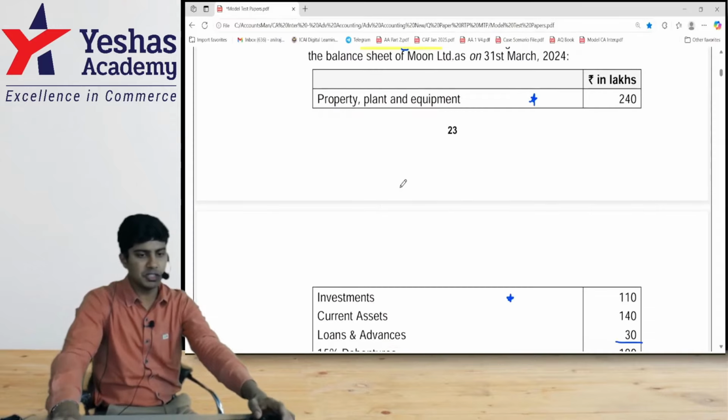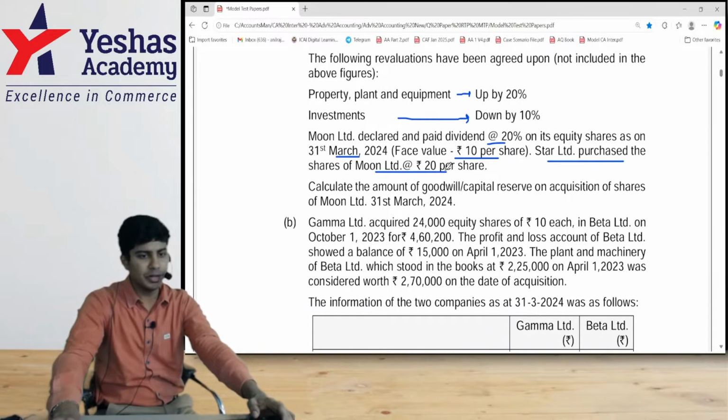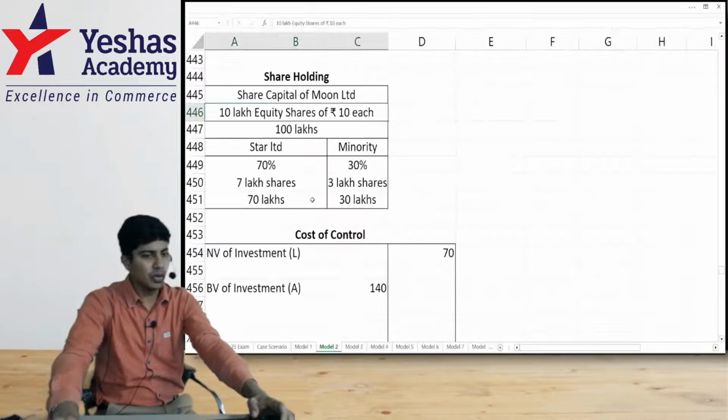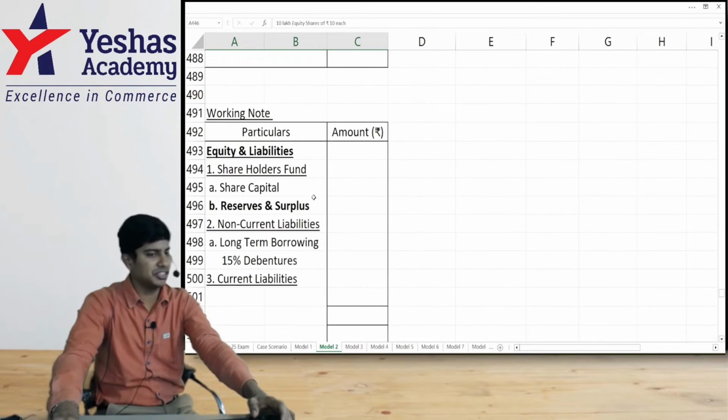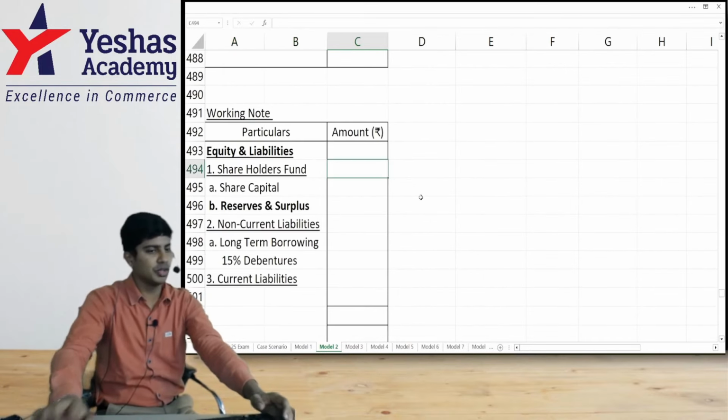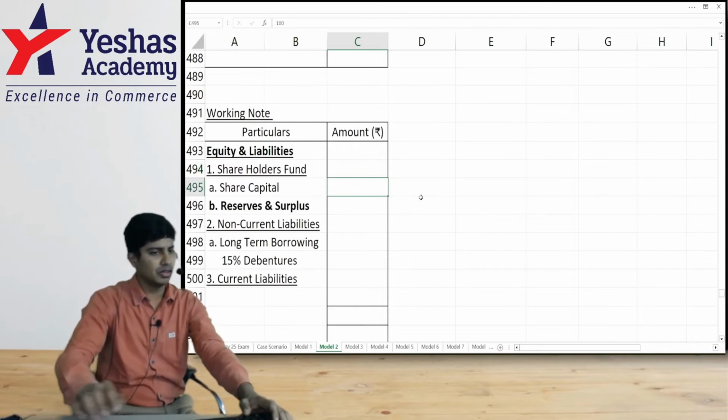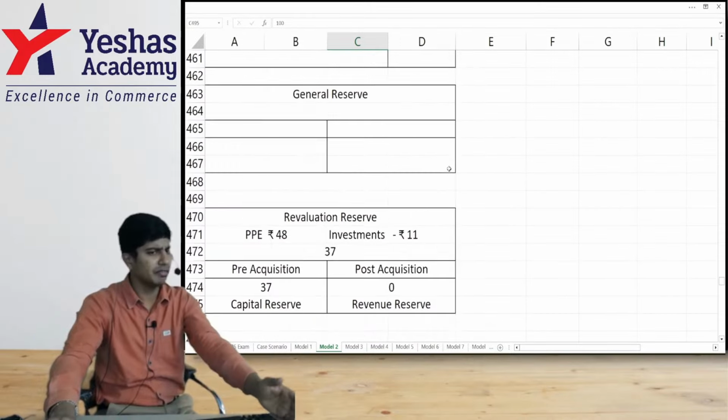Let's proceed. What is the next piece of information available? Then we've been told, calculate amount of goodwill or capital reserve. Now help me with the preparation of a dummy balance sheet. So shareholders' funds. Do you know how much their shareholders' fund is? Do we know? We don't.